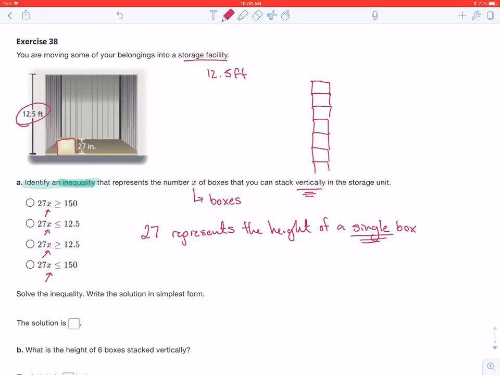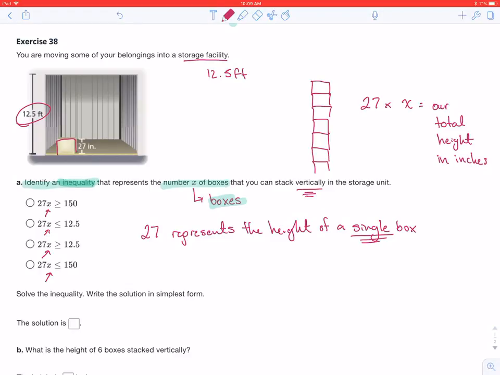Well, that x, like we talked about, represents the number of boxes that we have. And so the reason we're multiplying 27, the height of a box, by the number of boxes is because 27 times x, the number of boxes, equals our total height of the boxes stacked. So let me just repeat all that for you. We have 27, that represents in inches the height of a single box, and we're multiplying it by x. X represents the number of boxes, and multiplying 27 inches by the number of boxes is going to give us our total height, and I also want to put it in inches.